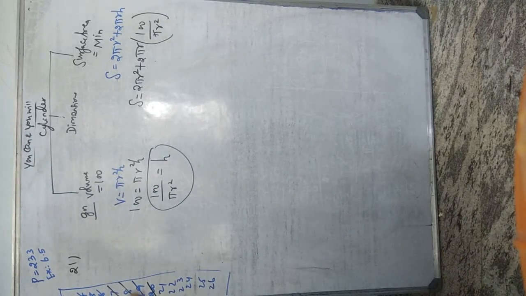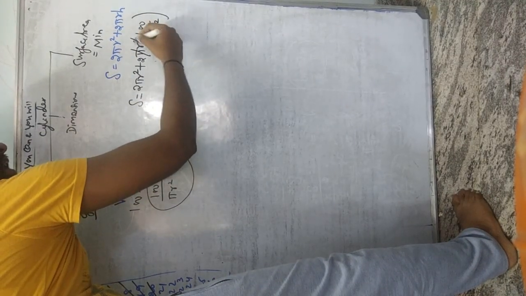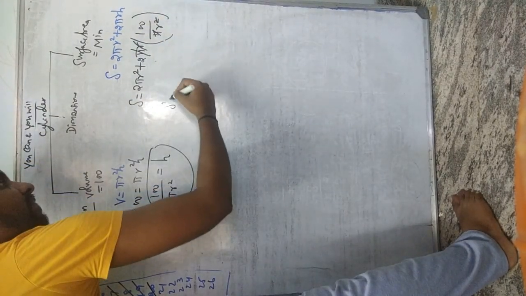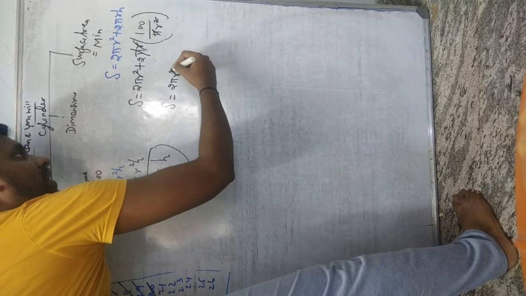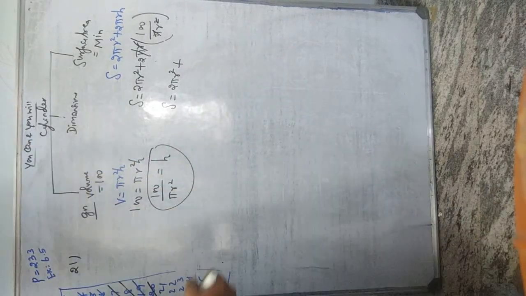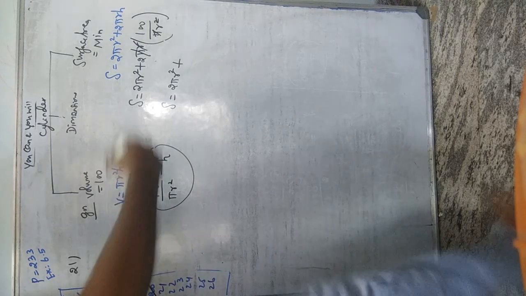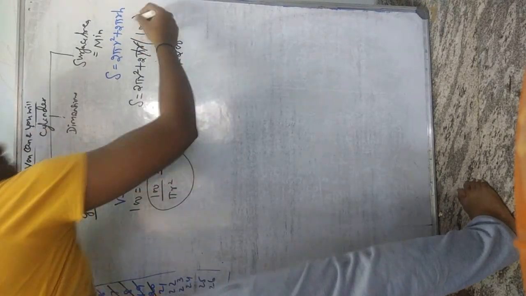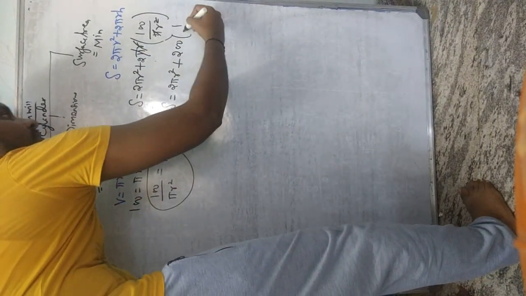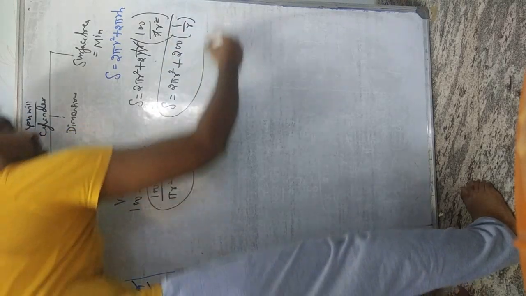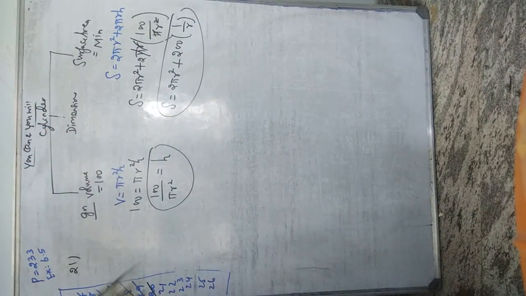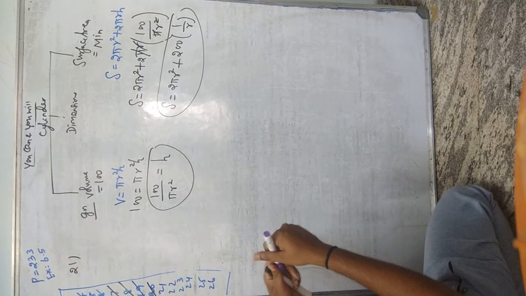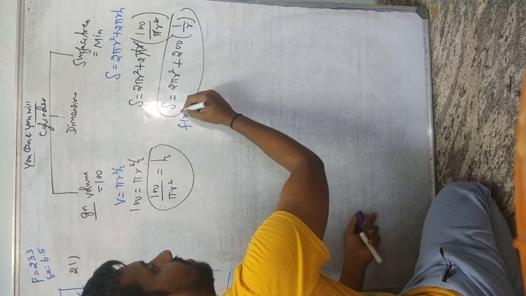Now simplify further, pi r cancels. So finally f of x is 2 pi r square plus 200, 2 into 100, 200 by r. So there is no other variable except r, which implies that you have to differentiate with respect to r. Now you have to differentiate with respect to r. This is your f of x.